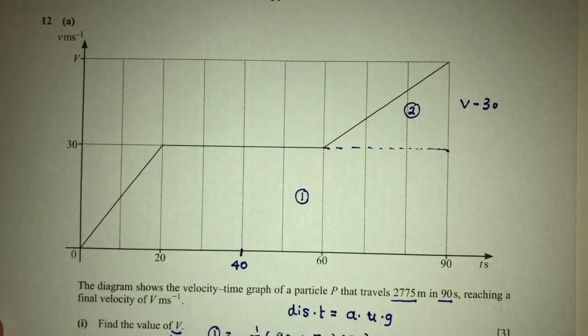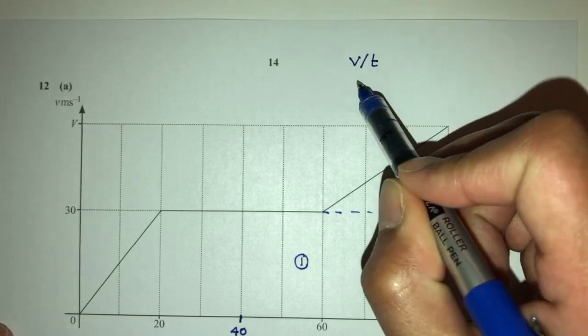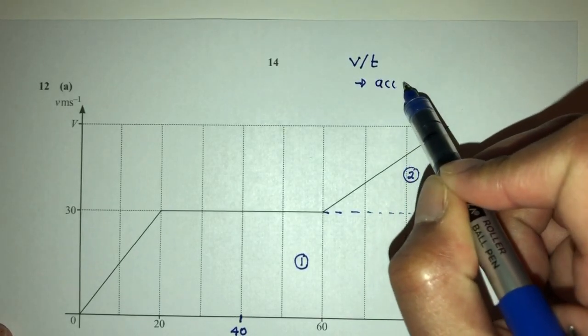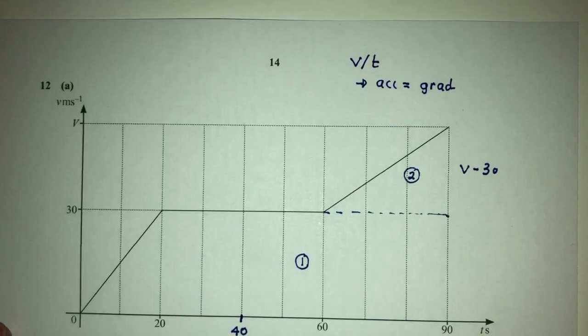Now you have to know something. I think you must know this by now, obviously. We have done this many times. Whenever you have a velocity time graph, how do you find the acceleration? The point is that when you have a velocity time graph, the acceleration is the gradient of the graph. So keep this in mind, okay?